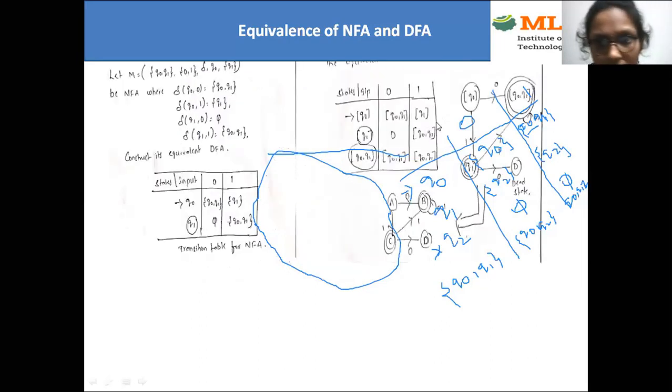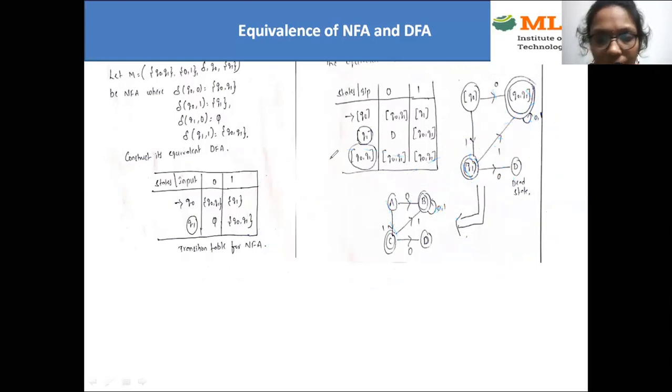And this is one more example, where he has given some transitions as statements. For these transitions, I have converted them into tabular format. See, Q0 on 0 goes to Q0, Q1. Q0 on 1 goes to Q1. And Q1 on 0 goes to phi, and Q1 on 1 goes to Q0, Q1. So this is the NFA table. For this, we need to construct the DFA table.